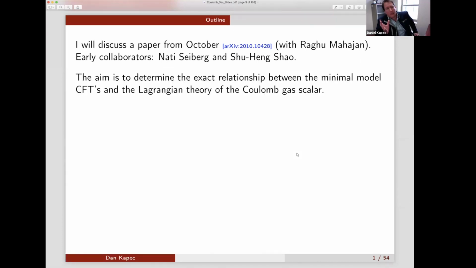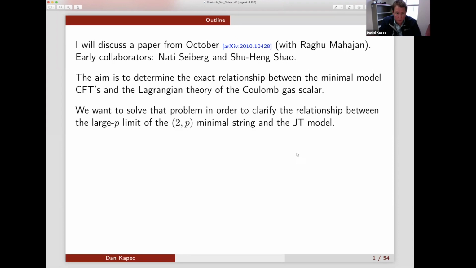So the basic aim of this paper was to really nail down the exact quantum field theory relationship between the minimal model conformal field theories and the Lagrangian theory of the Coulomb gas scalar. So in other words, can we understand the Coulomb gas formalism as a statement about local quantum field theory rather than some sort of seemingly ad hoc set of rules for computing minimal model observables?